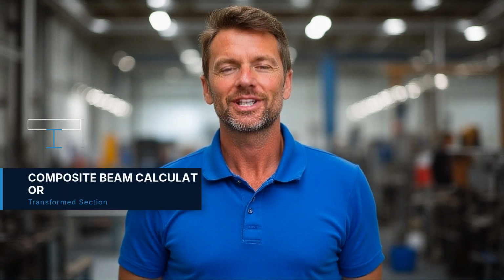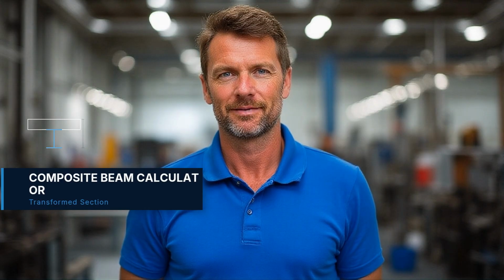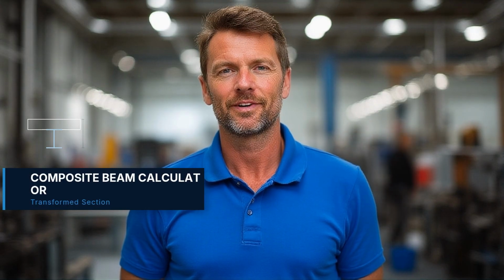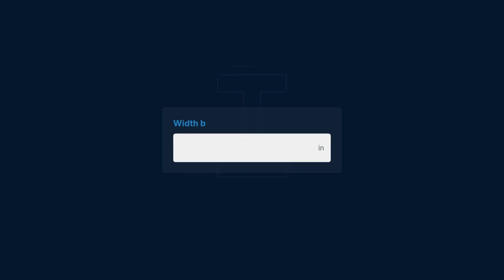This is the Composite Beam Calculator transformed section, which analyzes stresses and properties of beams made from multiple materials with different elastic moduli. Let's walk through the inputs. First, select your units from the drop-down menu. You can choose either Imperial or metric. For this demonstration, I'm using Imperial units.